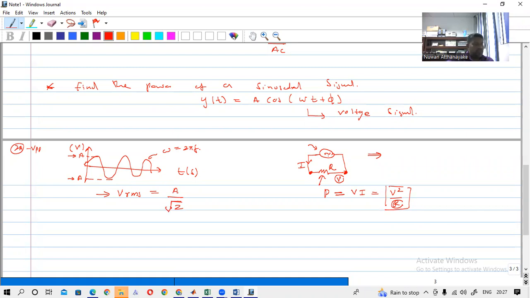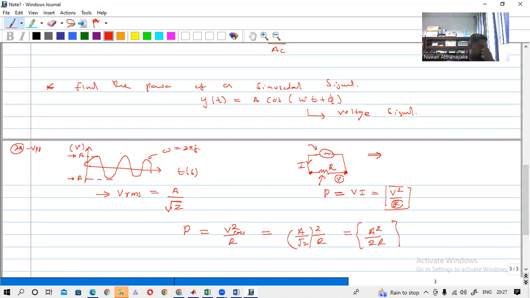So if you want to find the power dissipated through this resistor for this sinusoidal signal, it is equal to V_RMS squared divided by R. What is V_RMS? It is the amplitude divided by square root of 2, and it is divided by R. So it is actually A squared divided by 2R. This is the power dissipation through a resistor R.